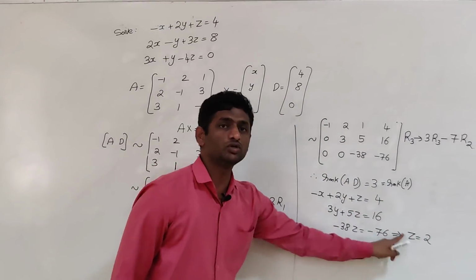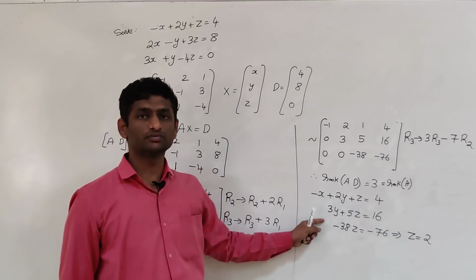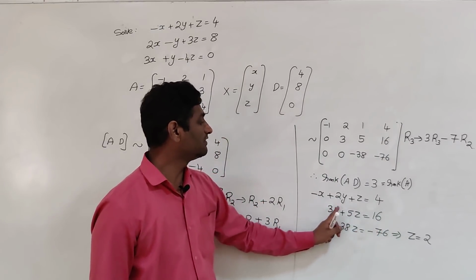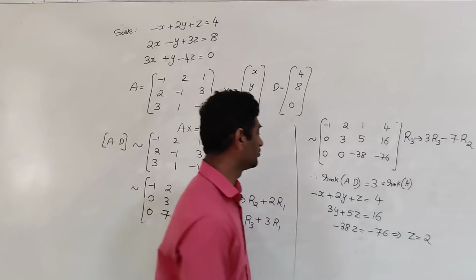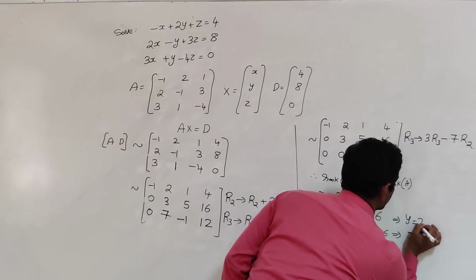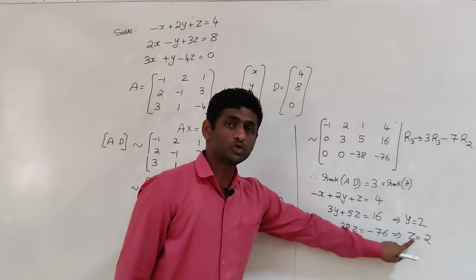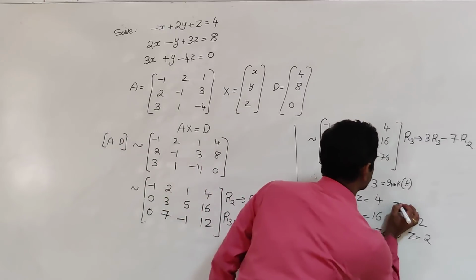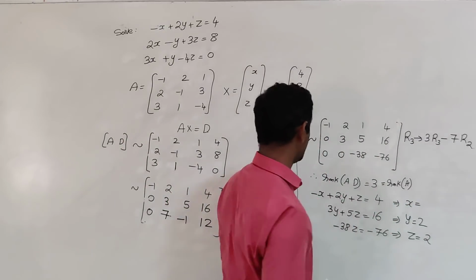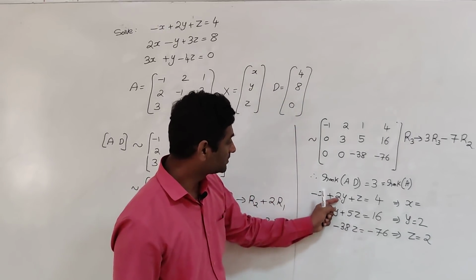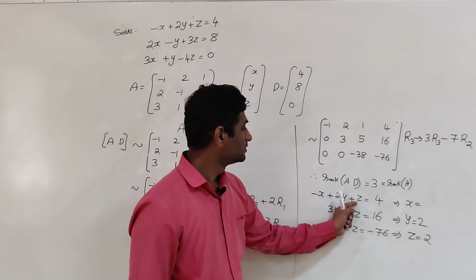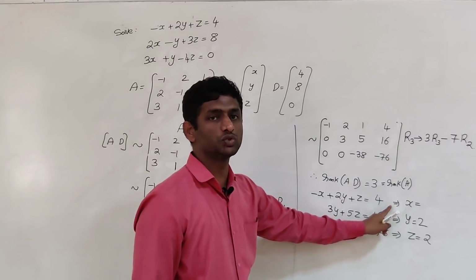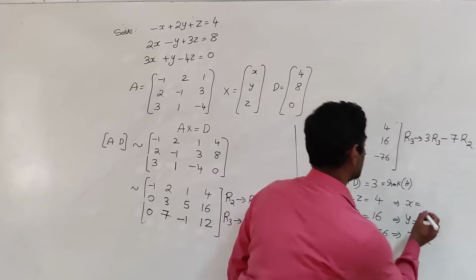Now, substitute z is equal to 2 in the second equation. You will get the y value. 3y plus 10 is equal to 16, means 3y is equal to 16 minus 10, that gives y is equal to 2. Again, substitute z is equal to 2, y is equal to 2 in the first equation to get the x value. Minus x plus 4 plus 2, 6, so minus x plus 6 is equal to 4. Taking 6 to the right side, minus x is equal to minus 2, means x is equal to 2.